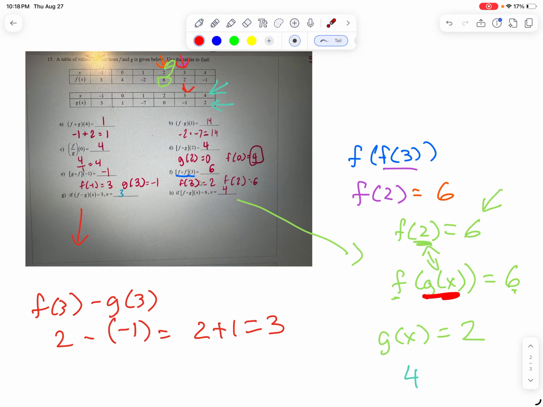So what does that mean about g? Well, that means we're looking now for the g of x value that gives me 2. So now I'm looking and saying, hey, well, when g of x is 2, what's the x value that gives me that? 4. And there's your answer.